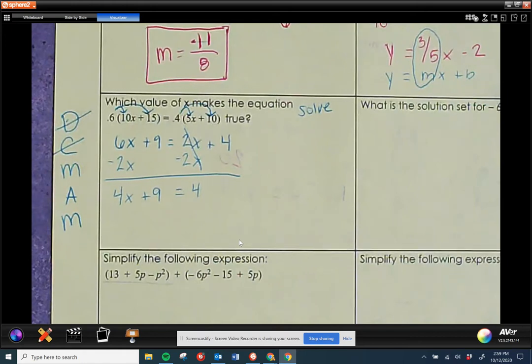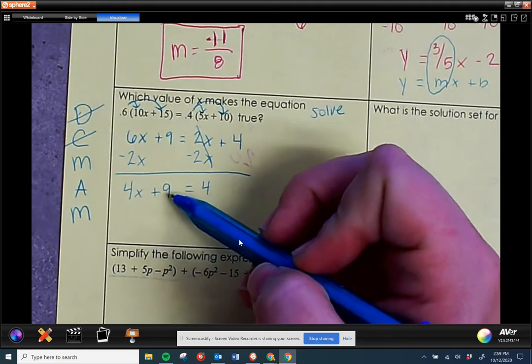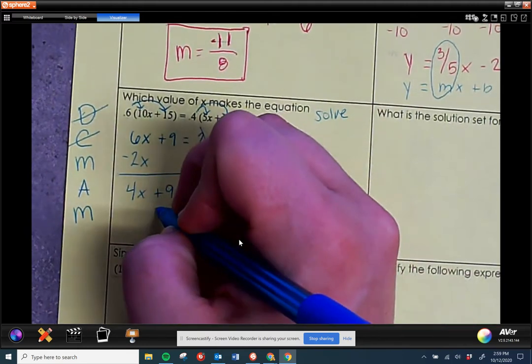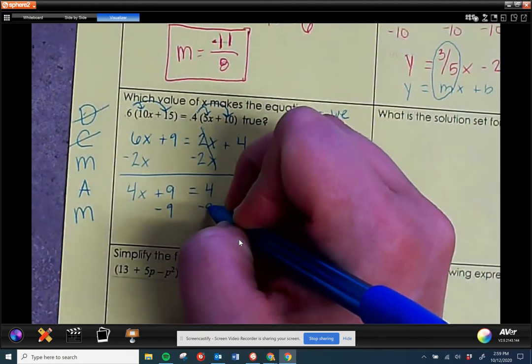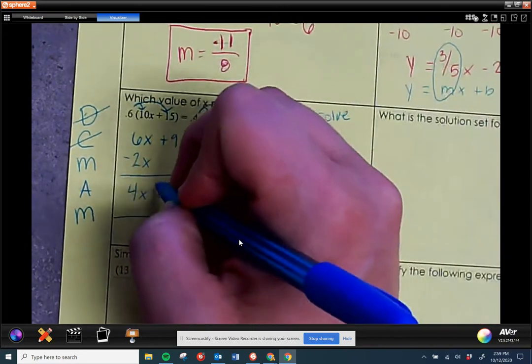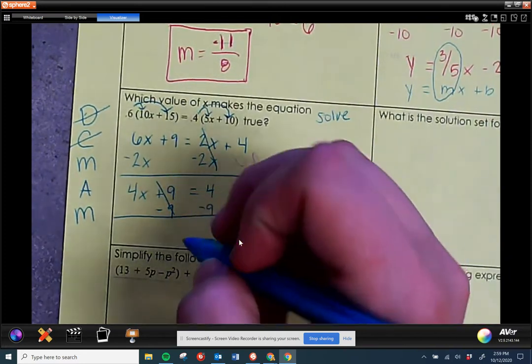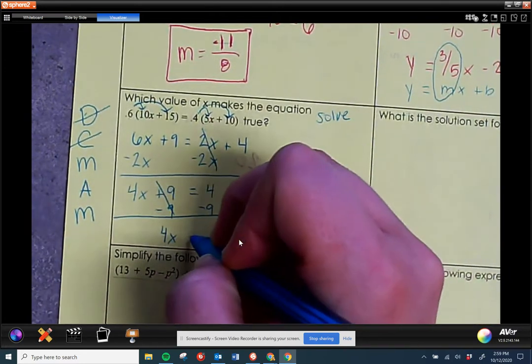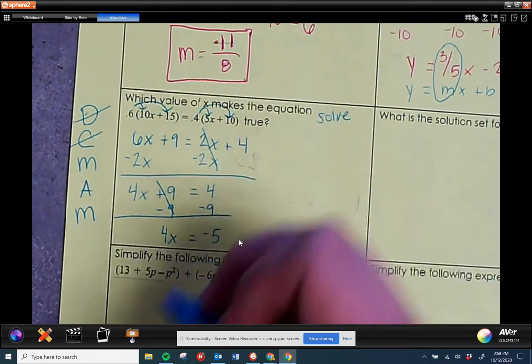Now I need to move all the constants over to the right side. So I have this plus 9. I need to move that. So I will subtract 9, right? This will not be there anymore. That's going to be 0. And I end up with 4x equals negative 5.